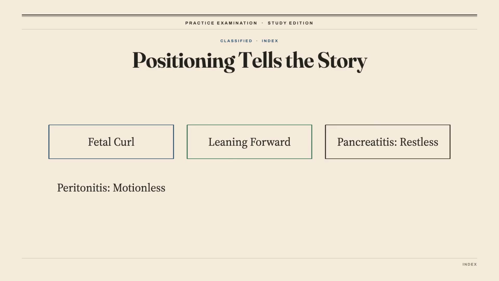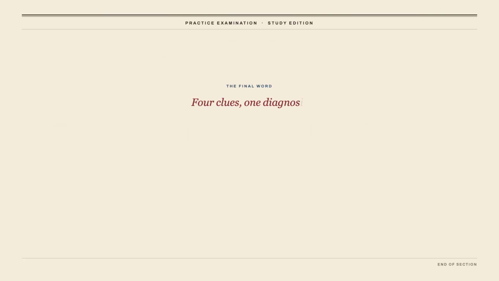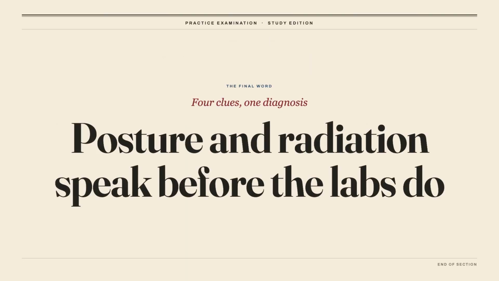This is where pancreatitis contrasts sharply with peritonitis. In peritonitis, patients lie rigidly still, while in pancreatitis, patients move constantly searching for relief. Hunched posture, back radiation, unrelieved vomiting, and a soft abdomen together point to pancreatitis before any lipase result comes back. Reading how a patient holds their body takes no equipment at all.